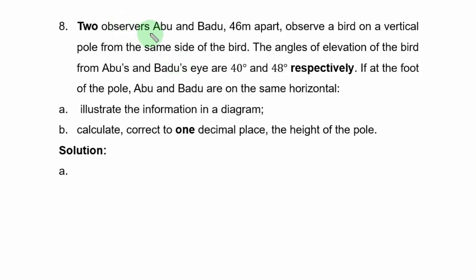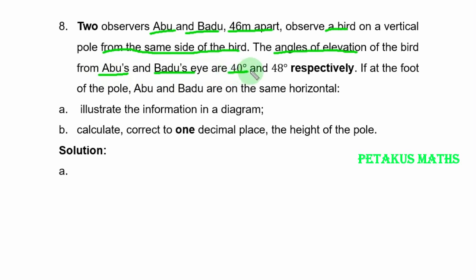Question 8. Two observers, Abu and Badu, 46 meters apart, observe a bird on a vertical pole from the same side of the bird. The angles of elevation of the bird from Abu's and Badu's eye are 40 degrees and 48 degrees respectively.